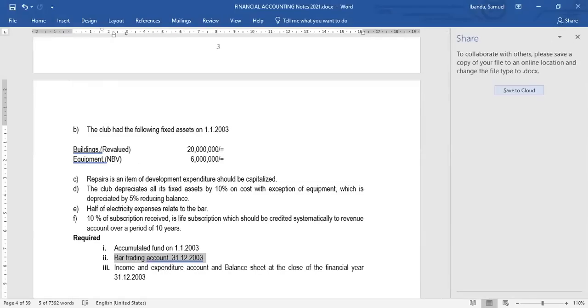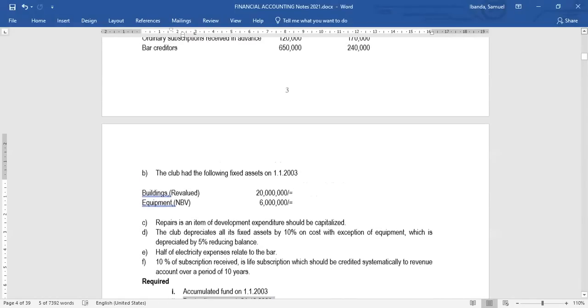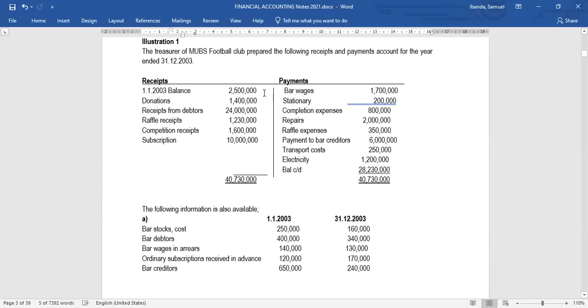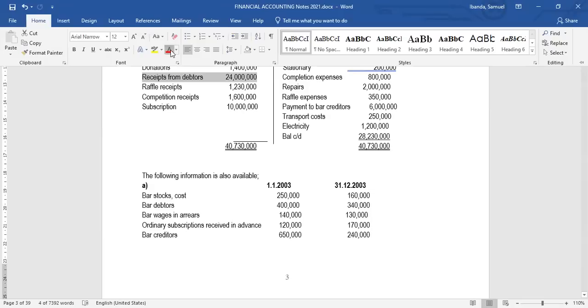How can we locate the bar sales? When you look at our receipts and payments, I think you can see, this is the balance, we have donations. Now we have receipts from debtors, 24 million. Okay. Then they're telling us raffle receipts, competition receipts, subscriptions. So this is what relates to the bar. This relates to the bar.